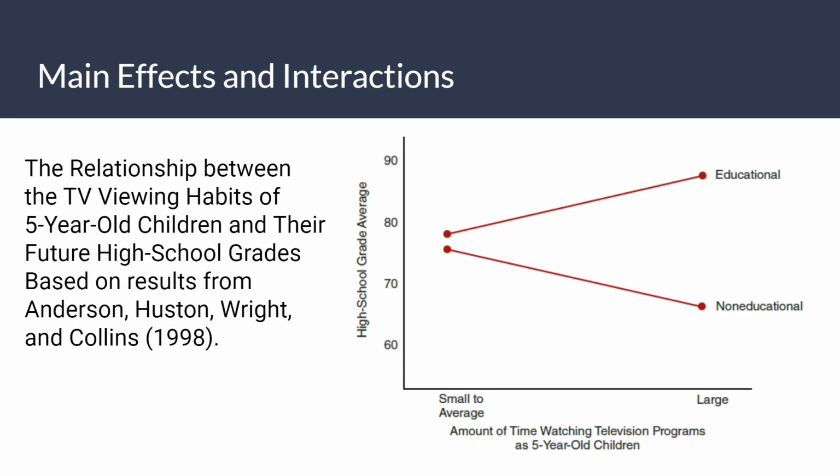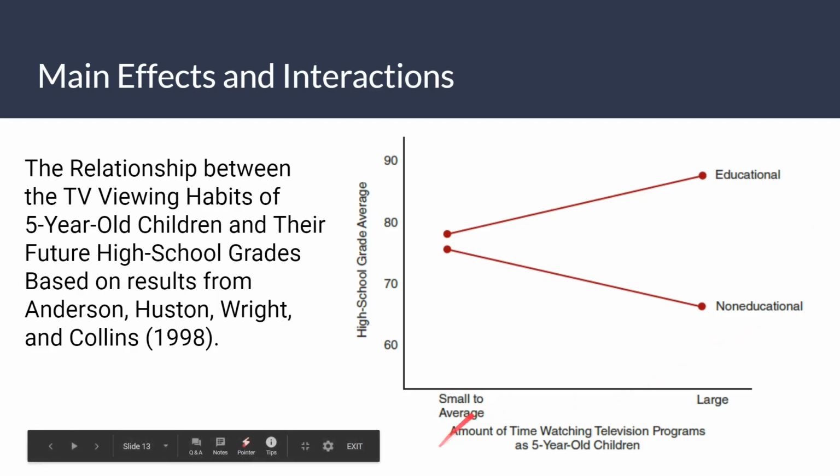Here's another example of an interaction, and this time we are talking about the relationship between TV viewing habits of 5-year-old children and their future high school grades based on a certain study. So basically, they investigated the types of TV shows that children watch, either educational or non-educational. And at the same time, they also measured the amount of TV viewing, and that can either be small to average or large amounts spent in watching TV.